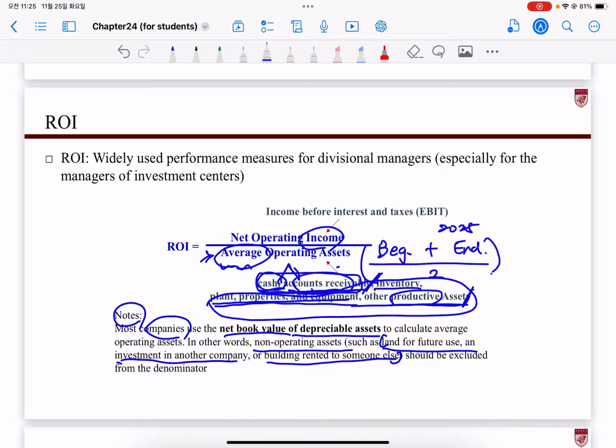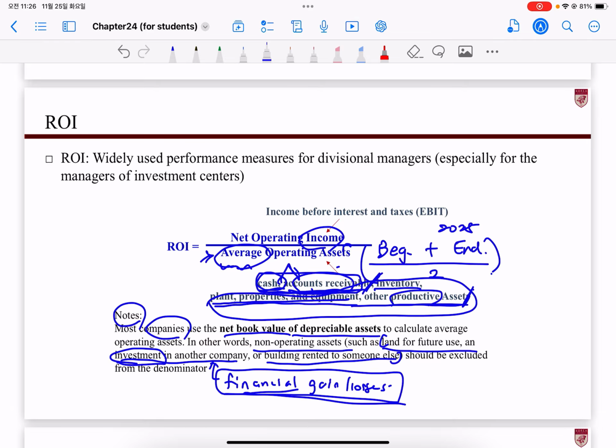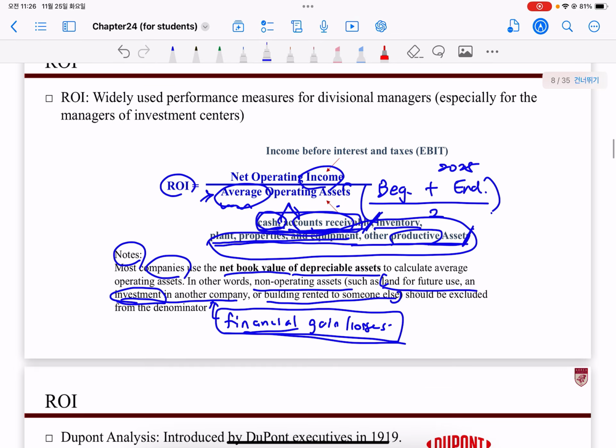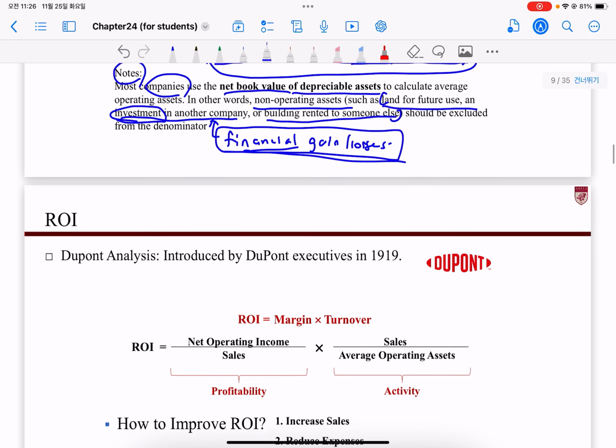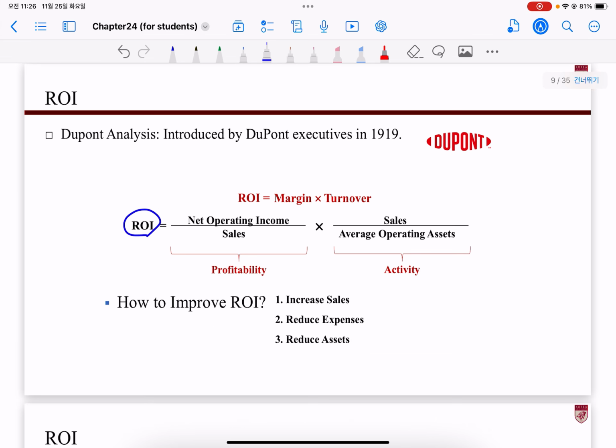Of course, when you make an investment in another company, let's say, you can get financial gains, financial income. But financial gains or losses are slightly different from the operational side, which we do not want to consider when calculating the ROI. In many cases, ROI is decomposed into two parts: the net operating income over sales times the sales over average operating assets.